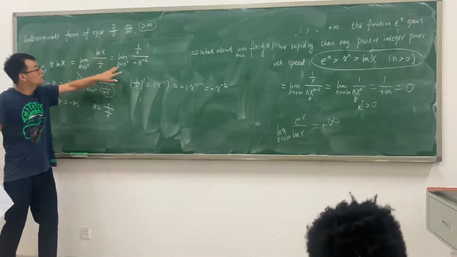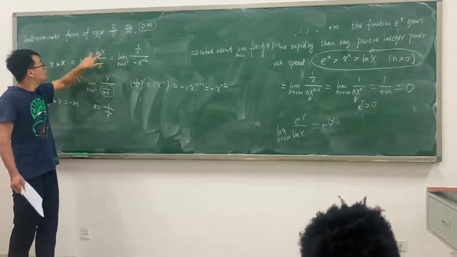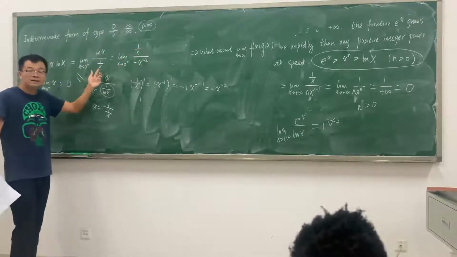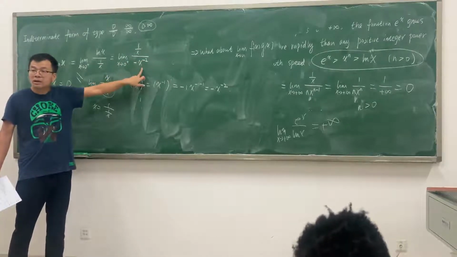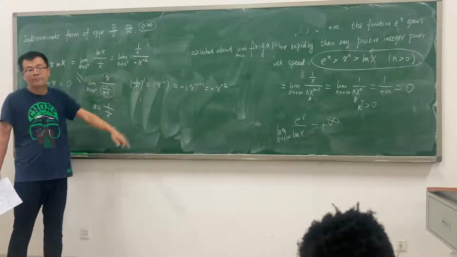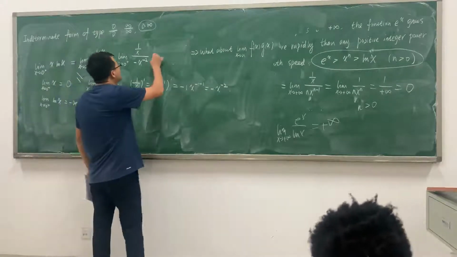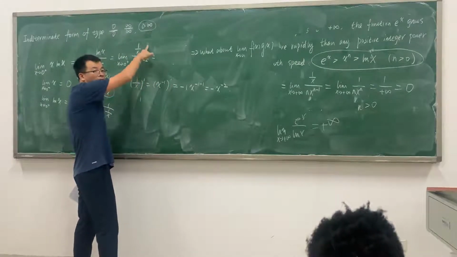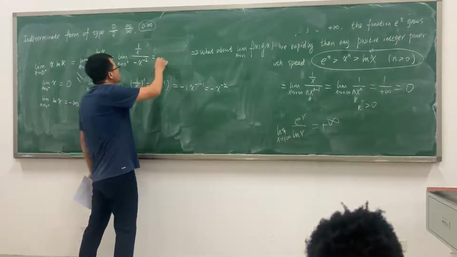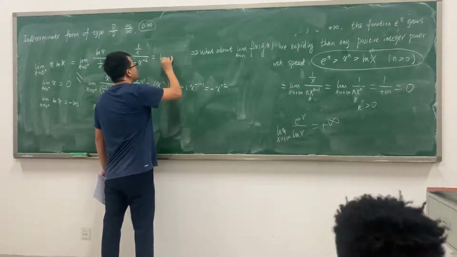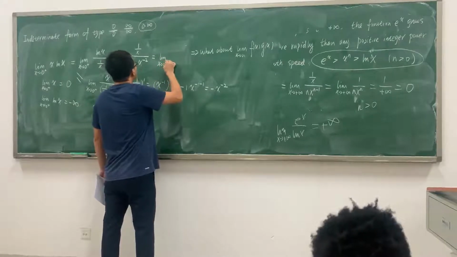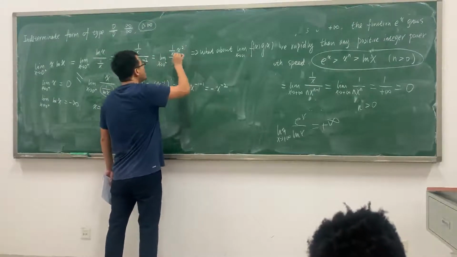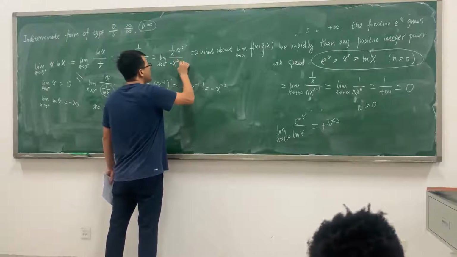So here, equal to the limit as x approaches 0 from the right. The derivative of ln x is 1 by x. The derivative of 1 by x is minus x to the power minus 2. So here we multiply by x squared on both sides. So 1 by x times x squared, and minus x to the power minus 2 times x squared.